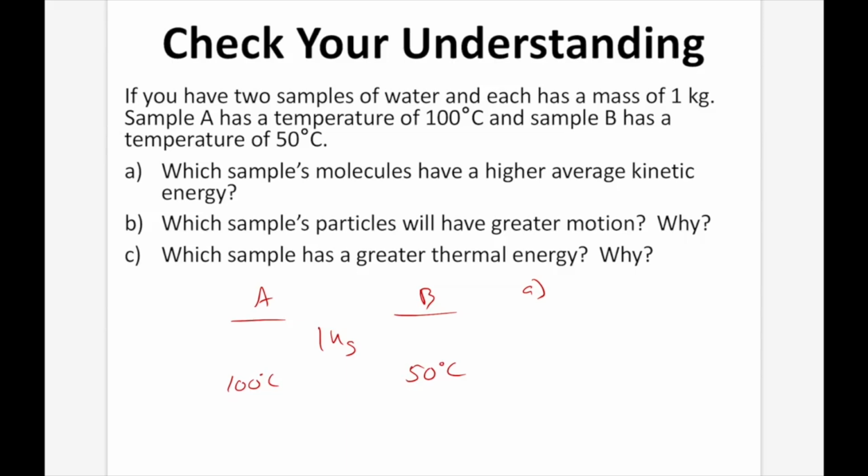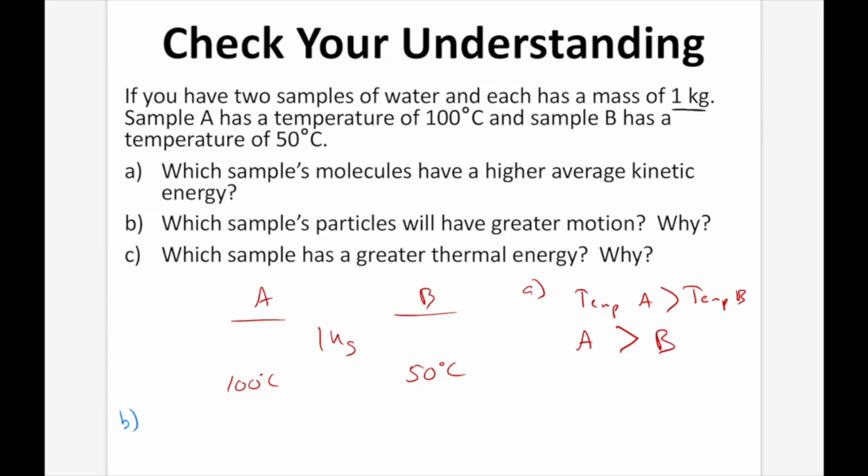Well, remember, that is based on the speed of the molecules, and since we're talking about per molecule, it doesn't matter about the mass. Now, both have the same mass, so all we're really looking at is temperature. Since the temperature of A is bigger than the temperature of B, then we would say that A's molecules have a higher average kinetic energy than B, because they have a higher temperature.